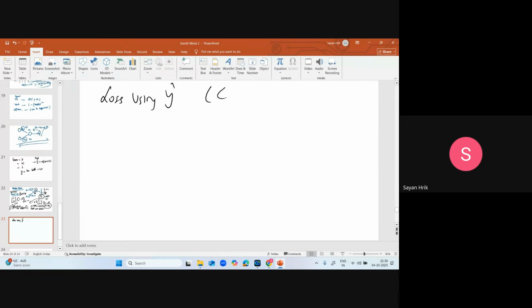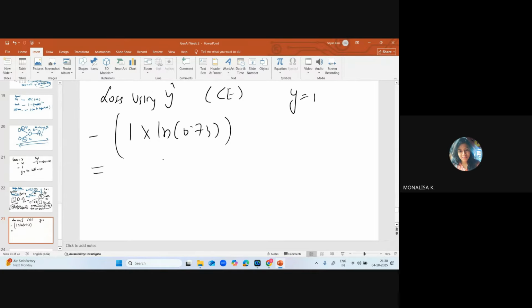Loss will be cross entropy, so this is CE loss. How to calculate this? Y hat was 0.73. Y into ln of y hat. Yes, correct. And let's assume y is equal to 1. So it's going to be 1 into ln of 0.73, and just take the negative of this to make sure the sign is positive. Can someone find this value for me? What is the ln of this? 0.39. So this is going to be minus of minus 0.39, which is 0.39.